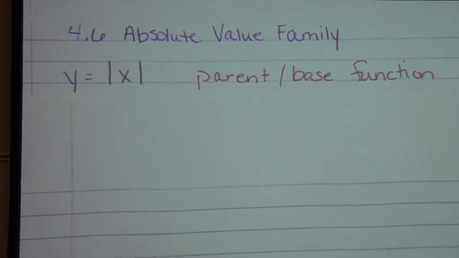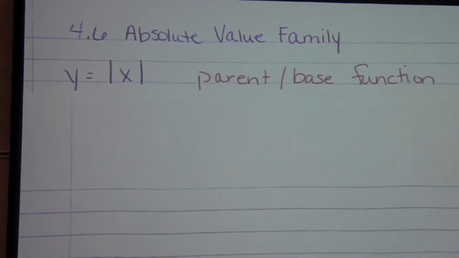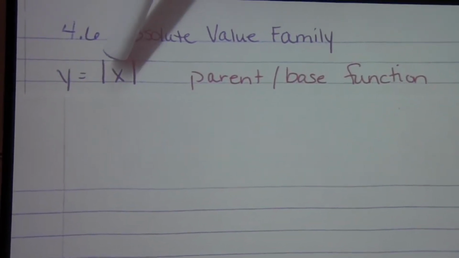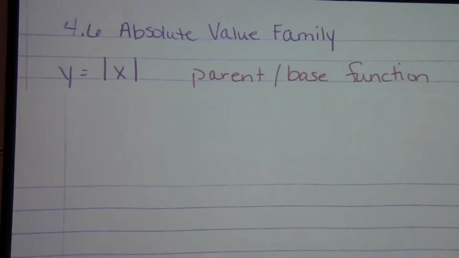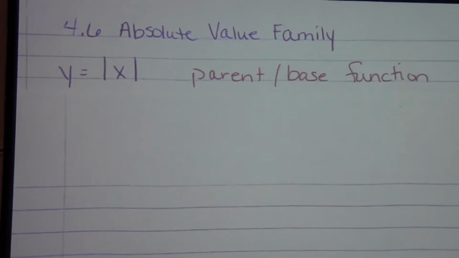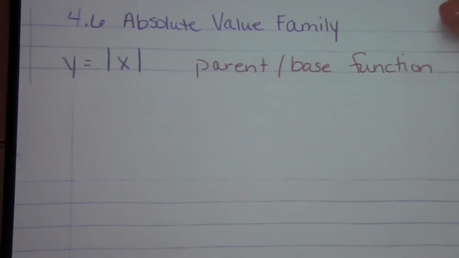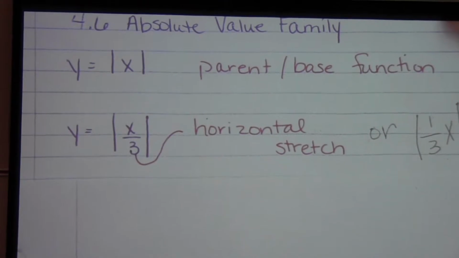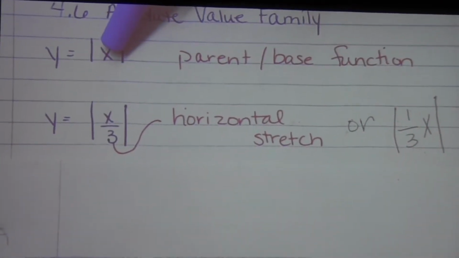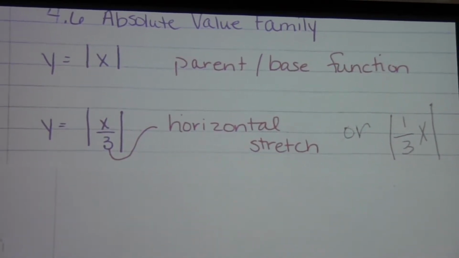So, for the absolute value family, we have the base function, or original function, or parent function if you prefer, which is just going to always be y equals, and then the absolute value sign with the x in between. When you put your absolute value sign in, that's like your parentheses on the other problems that we've been doing. So in order to transform it, we're going to be able to put numbers inside of here to move it left and right, and outside of here to move it up and down.